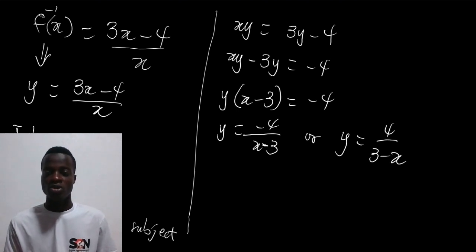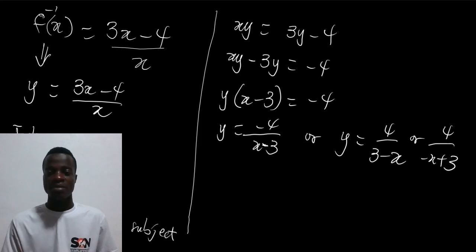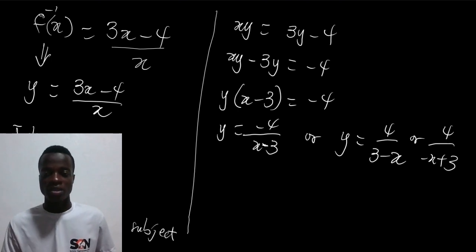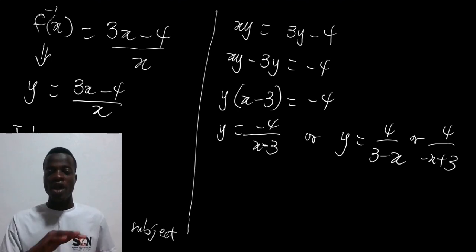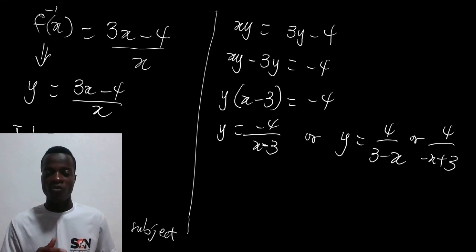They are all the same thing. Or you can have it as 4 over -x plus 3. They are all the same. I'm writing all the possible answers for you, just so that when you are having your answer over there, you don't think that you are wrong. But then that's it. So, right, we have y is equal to -4 over this, right?